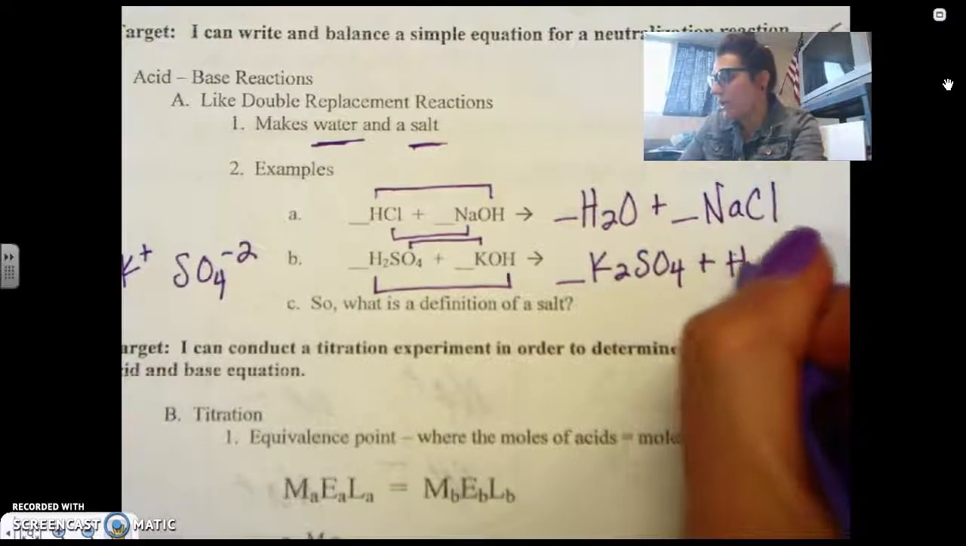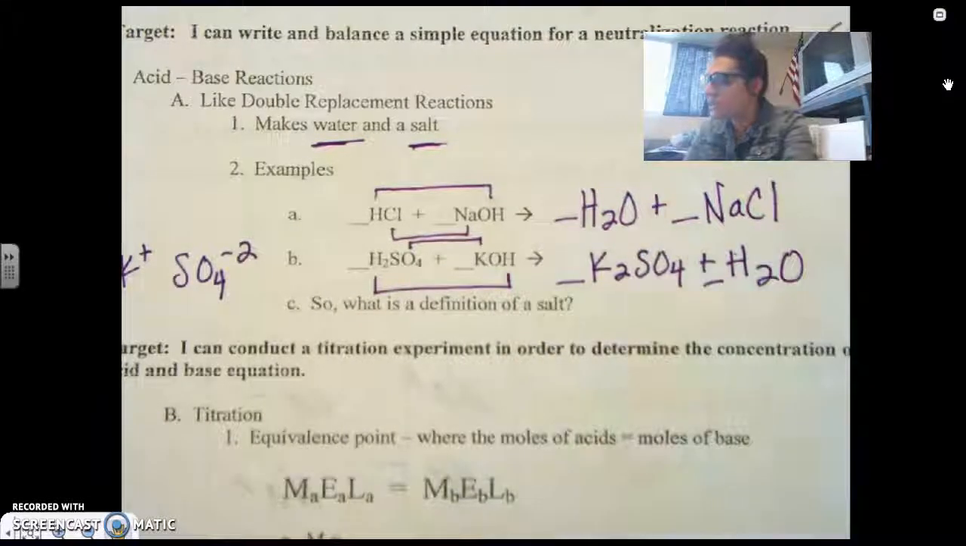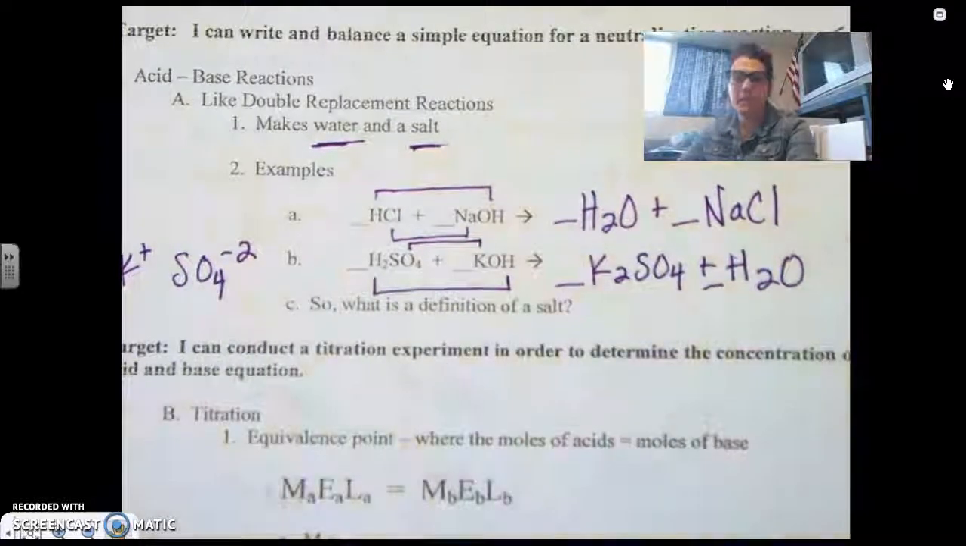So then you're making water as well. And since this doesn't balance, you have to balance it out. Now, if you remember, what did I say about balancing? Always balance the things that show up the most. Oxygen shows up in all 4 places, so let's balance oxygen last. And hydrogen shows up in 3 places. So let's just start with sulfur.